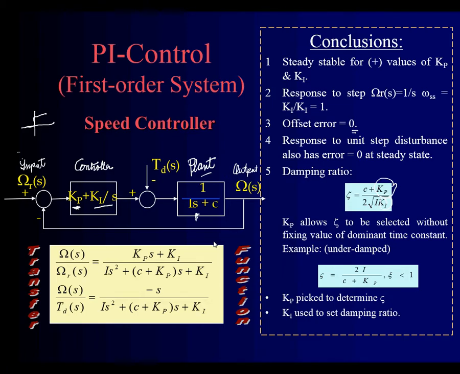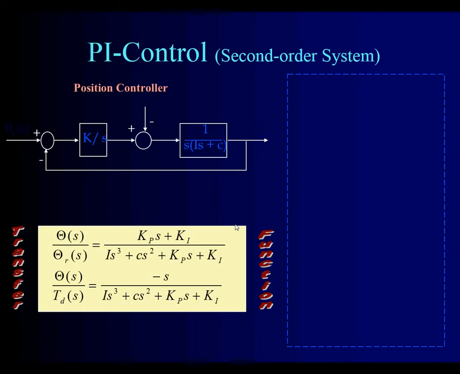What you're seeing here on the overall transfer function, what we have done here is combine this block plus the plant and obtain an overall transfer function, which is what you see here. All right, so that's how you build a PI controller.